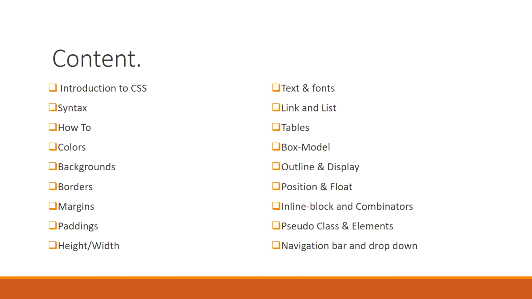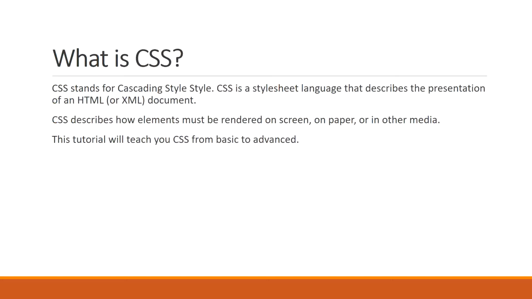height and width. Then we look at text and font, link and list, tables, box model, outline and display. We also take a closer look at position and float, inline block and combinators, CSS class and its elements. Then we build a navigation bar and a drop down together.